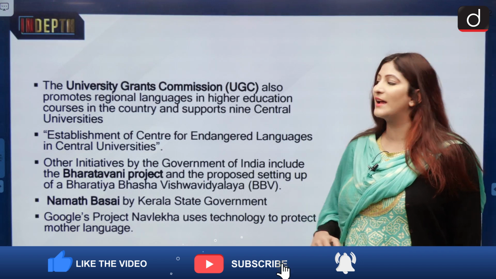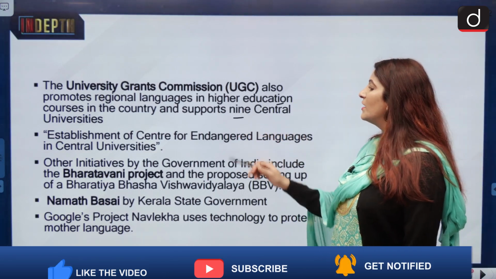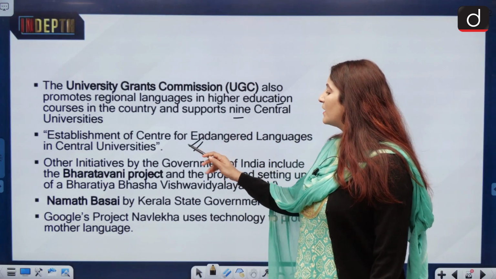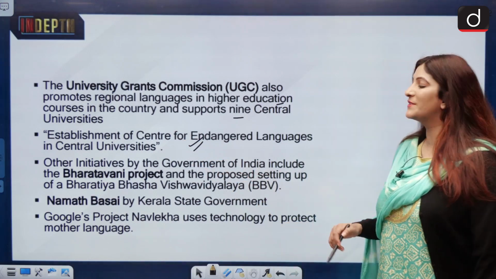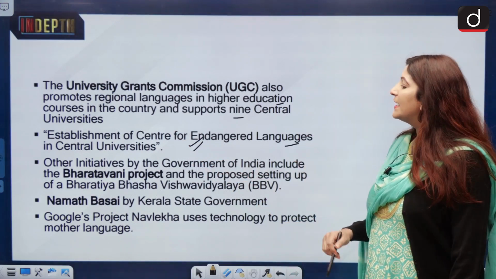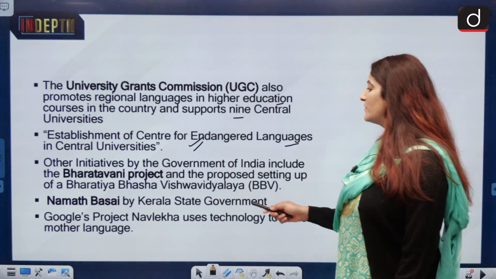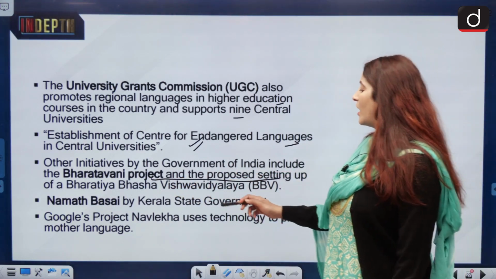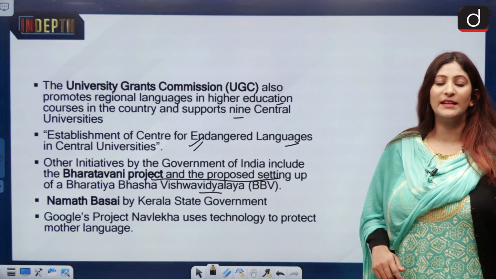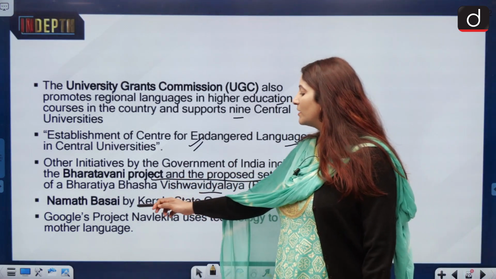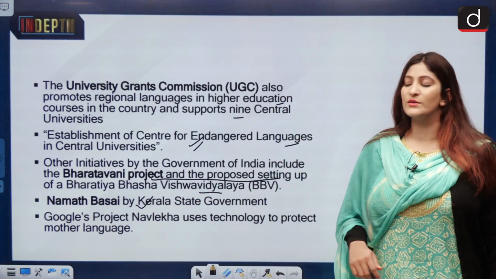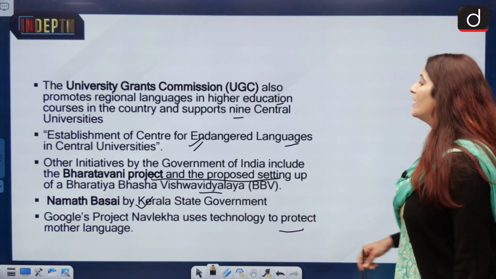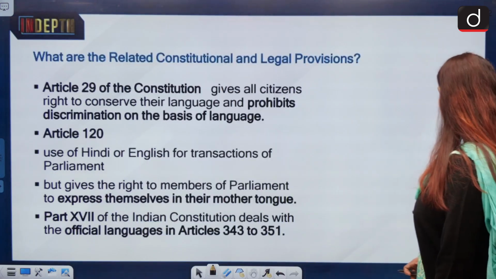UGC is also promoting regional languages in higher education courses in the country, which supports 9 central universities. This is all being done under a scheme by the name of Establishment of Centre for Endangered Languages in Central Universities. There are other initiatives that include the Bharat Vani project and the proposed setting up of Bharatiya Bhasha Vishwavidyalaya. There is also one scheme by the Kerala government that goes by the name of Namath Basha. Google's project Navlekha uses technology to protect mother languages. So there are many initiatives that have been undertaken. If it is ever asked in your UPSC mains examination, you can cite them.